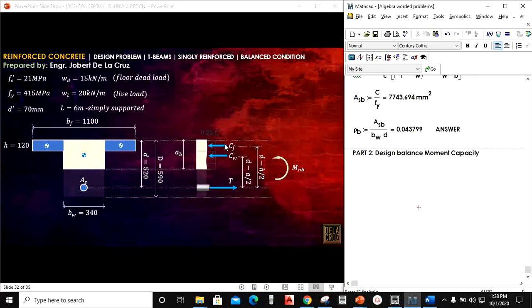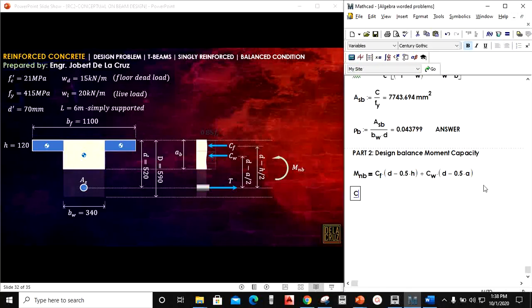So in this case, talagang i-isolate natin yung Cf and Cw since iba-iba yung moment arms natin. Okay? So, ang general equation natin here, Mnb is just equals to Cf times the moment arm na d minus half ng hf, 0.5 of hf. Okay? Then, plus the Cw times the moment arm na d minus 0.5 of ab. Then, I will just define first the Cf and the Cw natin para mas maikli yung solution ko dito.